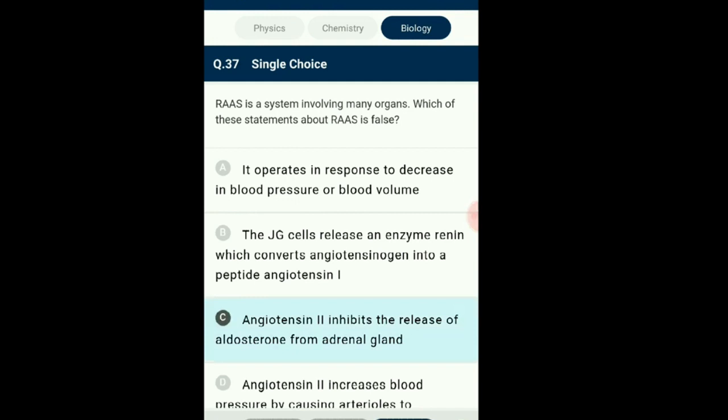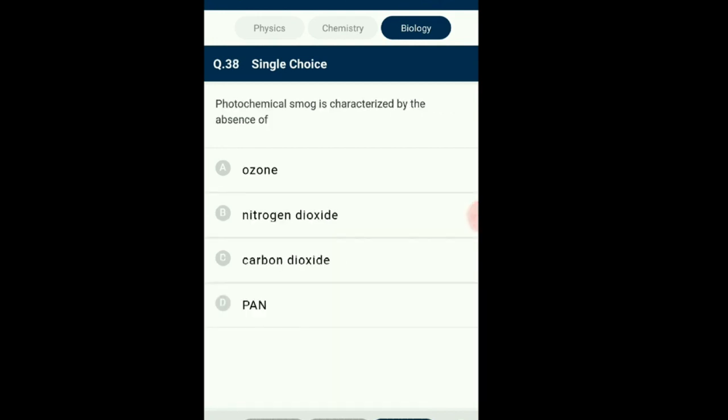Angiotensin 2 inhibits the release of aldosterone from adrenal gland. So that is the false statement about RAAS. Question number 38.